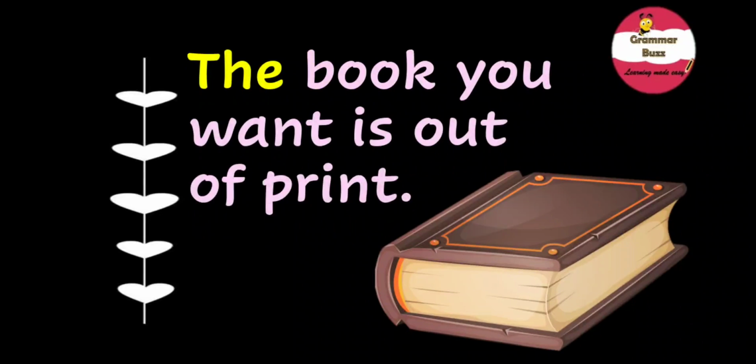Look at this picture. It's the picture of a book. And the sentence says, "The book you want is out of print." By using the article the, we've shown that it is one specific book that is out of print. The sentence specifically informs about one particular book, not all the books. So, the article the specifically points towards a particular book, thus making the noun book specific.